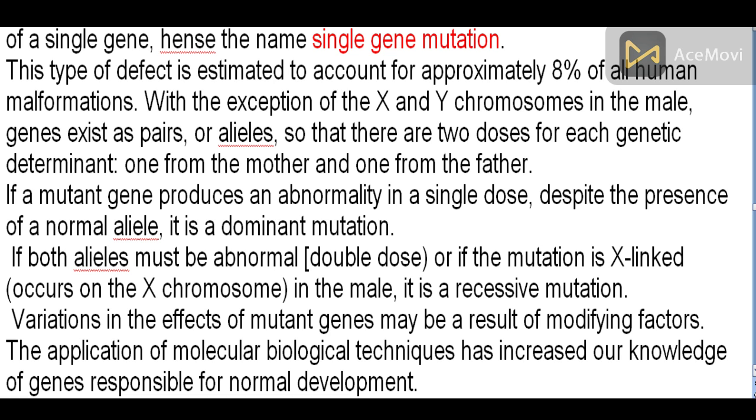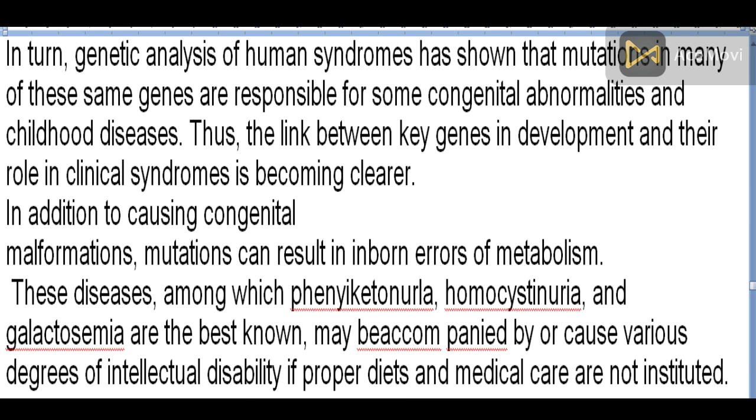The application of molecular biological techniques has increased our knowledge of genes responsible for normal development. In turn, genetic analysis of human syndromes has shown that mutations in many of these same genes are responsible for some congenital abnormalities and childhood diseases. Thus, the link between key genes in development and their role in clinical syndromes is becoming clearer. In addition to causing congenital malformations, mutations can result in inborn errors of metabolism. These diseases, among which phenylketonuria, homocystinuria, and galactosemia are the best known, may be accompanied by or cause various degrees of intellectual disability if proper diets and medical care are not instituted.